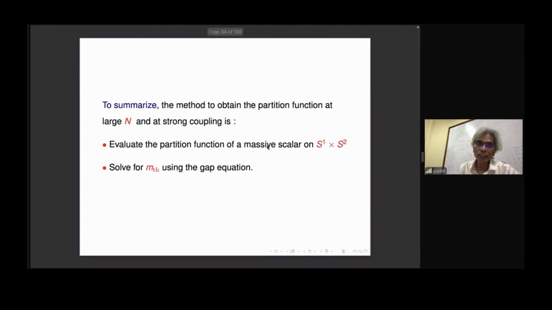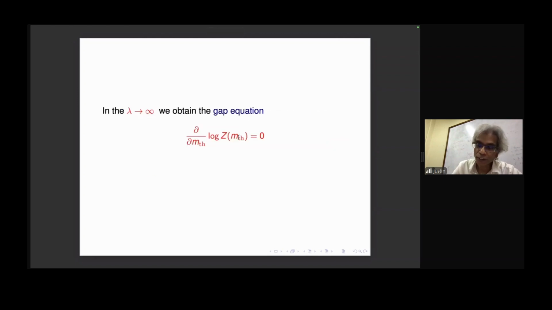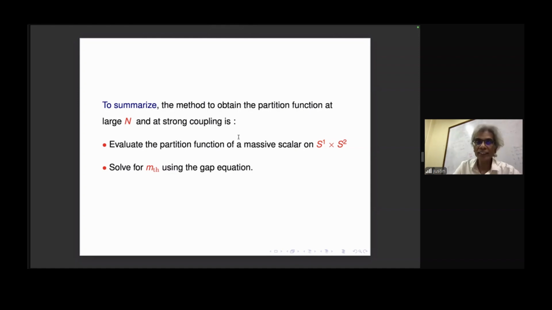So the strategy is simple. The strategy of obtaining the partition function of this theory at large n and large coupling is the following. Evaluate the partition function of the massive scalar on S1 times S2. If it was R2, which is commonly done, S1 times R2, but here we are trying to do S1 times S2. So you evaluate the partition function of the massive scalar on this. That's a function of mass. Then you look at this equation and solve for M_TH, plug it back inside, and that's the partition function at the critical point.